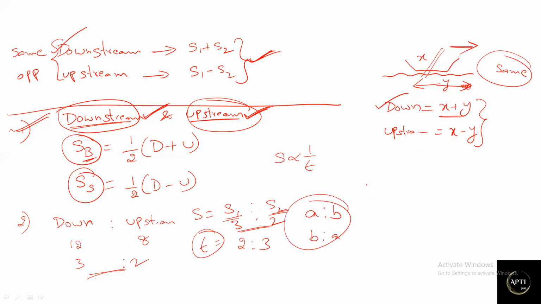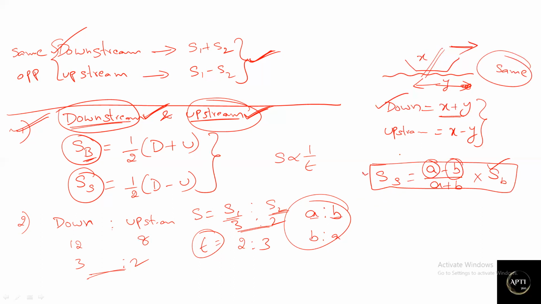If the speed ratio is A is to B, the time ratio is B is to A. If we know these ratios and want to find the speed of the stream, I'm just taking A and B as the ratio. Speed of the stream is A minus B divided by A plus B into speed of boat in still water. Okay, so this is what we can find. This is the way to calculate when they give the upstream and downstream ratio along with the speed of boat. Just remember these two. This is one step of formula and this is the next step of formula.